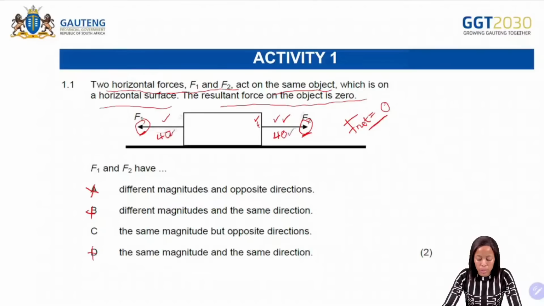As an example, the magnitude is 40 and 40, but they are opposite in direction. How do we know that they're opposite in direction? Because this arrow is facing to the right and this arrow is facing to the left. So equal in magnitude, but opposite in direction. Okay, so our answer will therefore be option C there.